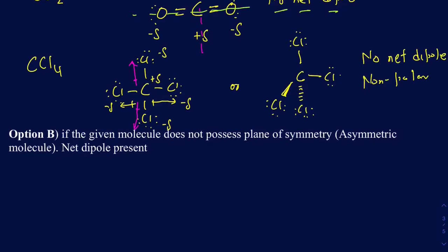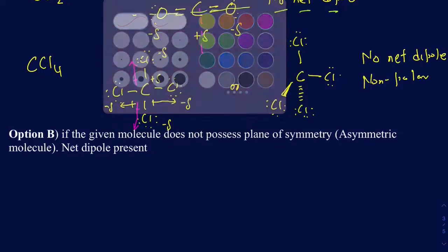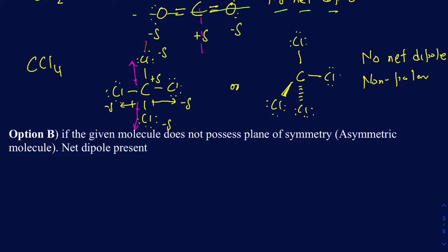And then you can clearly see the symmetry of the molecule here. If I draw a couple of lines here, if I draw a line vertically, like this red line here, you can see the right side and the left side of the molecule is the same.